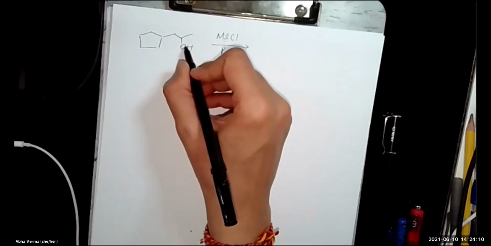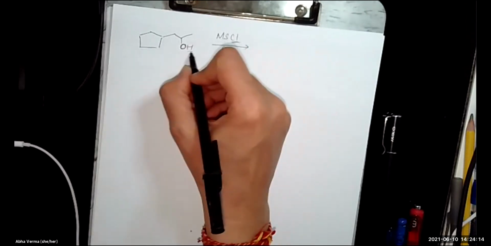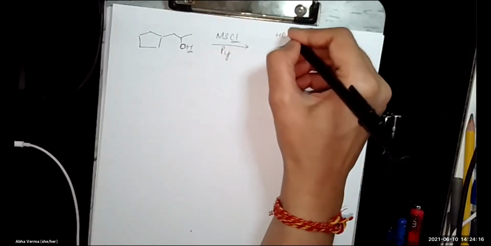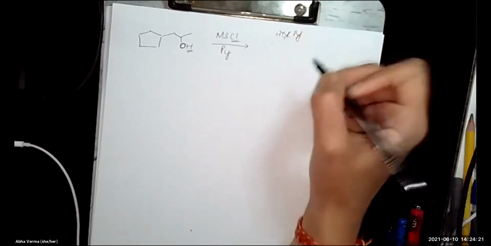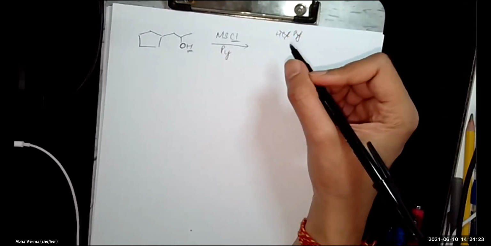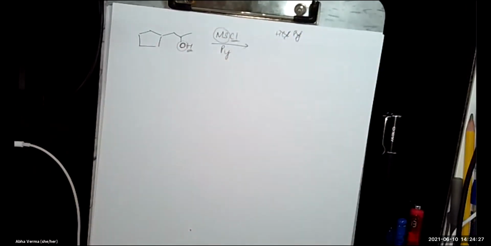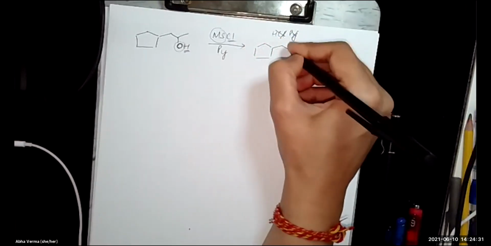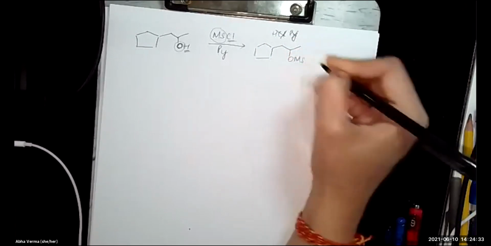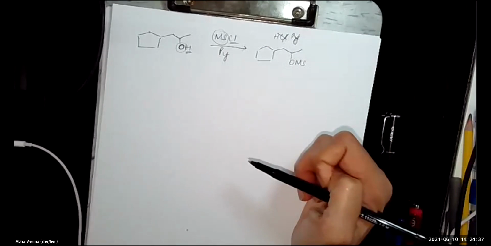What am I going to do? I'm going to keep the stereochemistry of this hydrogen intact. This chlorine and this hydrogen are going to make HCl. My pyridine is going to neutralize this HCl and they will be gone out of the system. What is left is this oxygen and this Ms. OMs. Now I have a great leaving group.